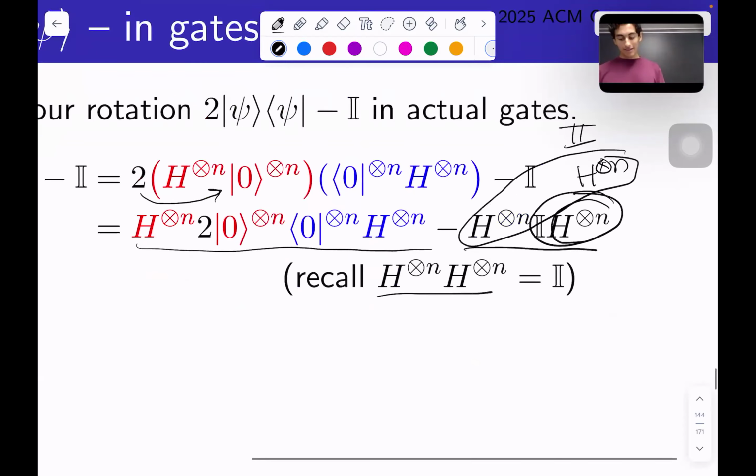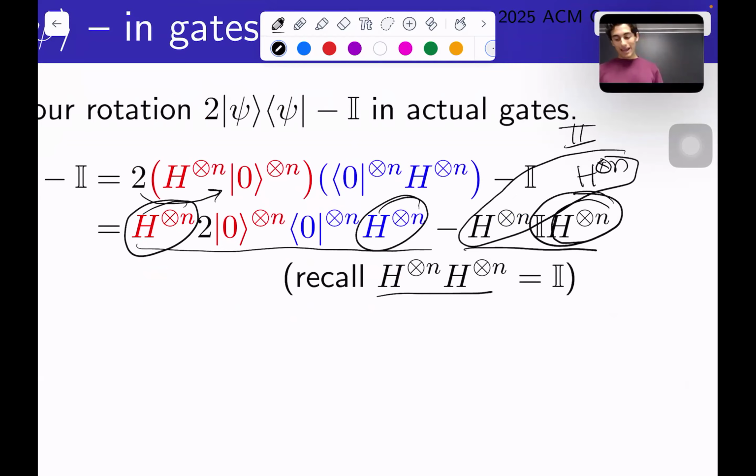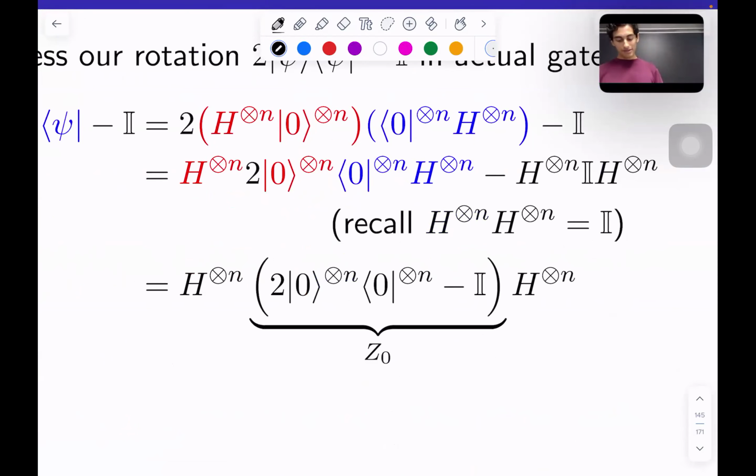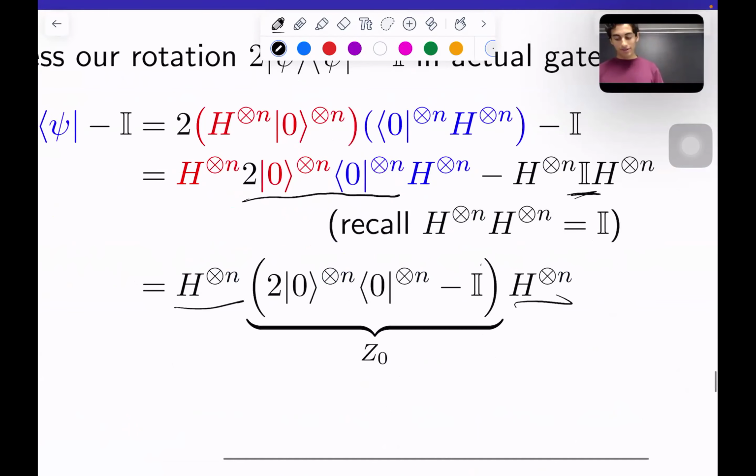Now we can see that both of these terms have n Hadamards in front and n Hadamards in the end. So we can factor those out. So we take this inner component and then subtract the identity right here, and then factor out the Hadamards. Is that good? Just taking those out.